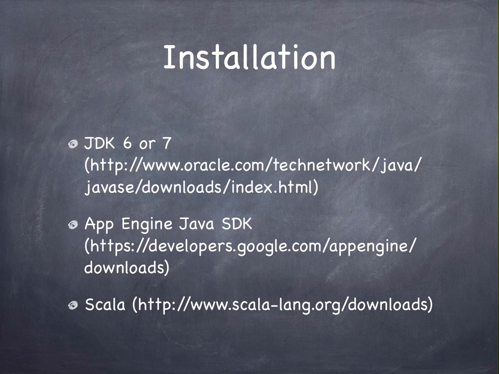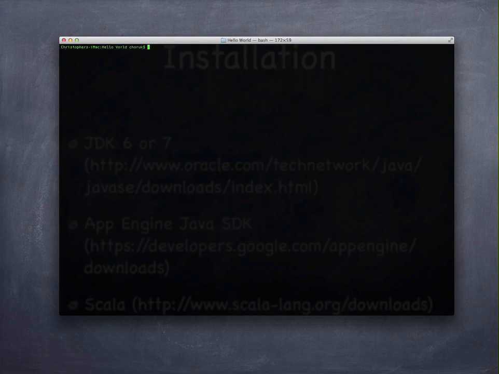Now, before we begin, you need to make sure that you have the necessary software installed. To use the Java implementation of Google App Engine, you need to download both the Java Developer Kit and the App Engine Java SDK. Now you should have Java 7 if you can, as support for Java 6 is being deprecated and will soon no longer be supported.